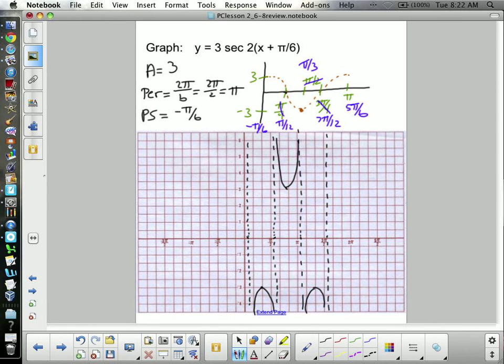Will secant always go down first? Secant goes down where cosine is down. Secant is up where cosine is up. So it doesn't always go down first. It just happened on this sketch that that's the first point I came to easily. I could have also gone to this point, negative pi over 6, 3, which is right there, and gone up as well. It doesn't have to go down first or up first. It just depends on the point I'm picking from the cosine graph.